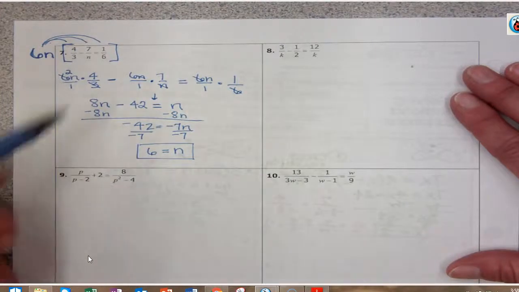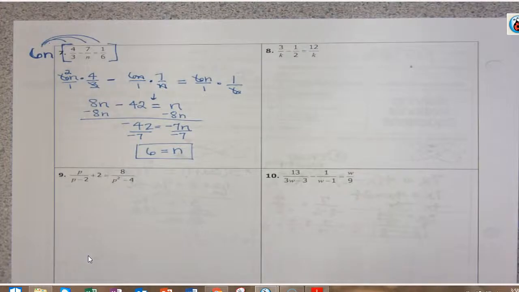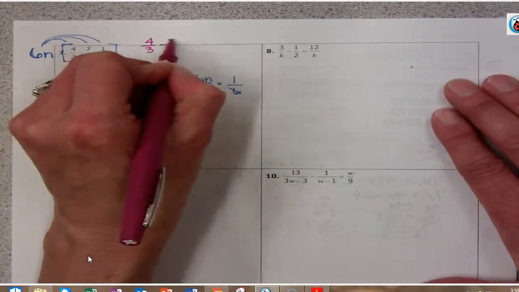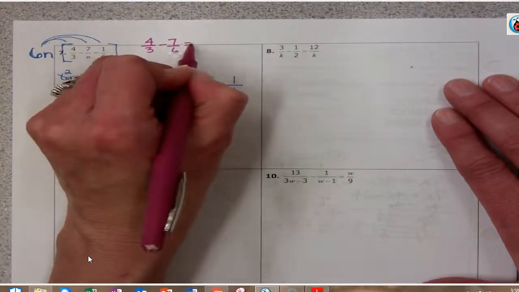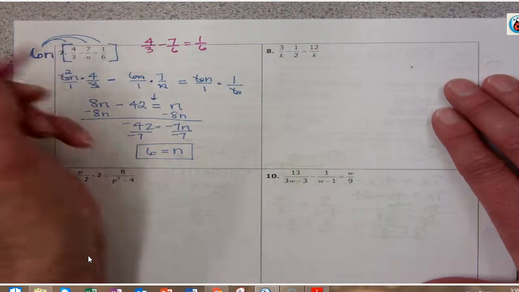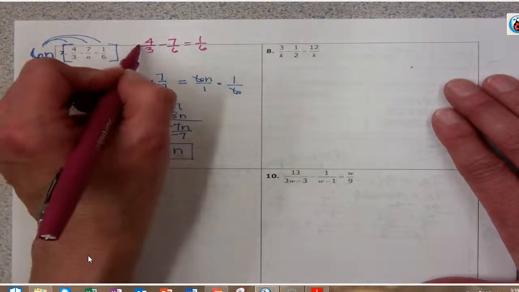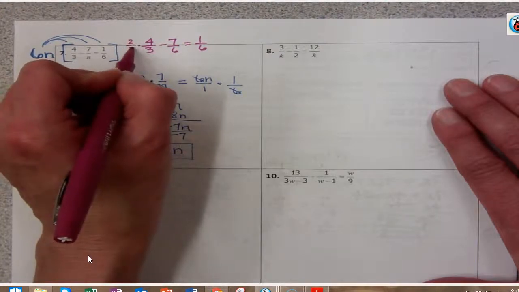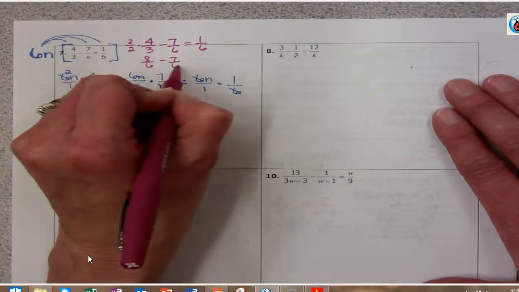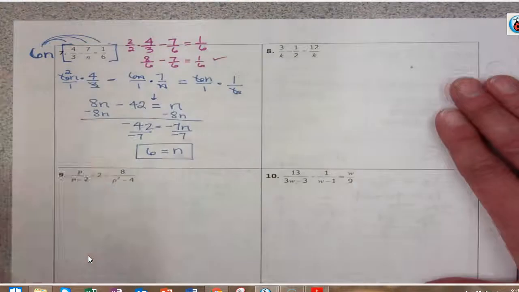I'm going to look back and double check to make sure that that's correct. If I have 4/3 minus 7 over 6, does that equal 1/6? To get these to be like terms, I'd have to multiply the numerator and the denominator by 2 over 2. 8 over 6 minus 7 over 6 does equal 1/6. So check.